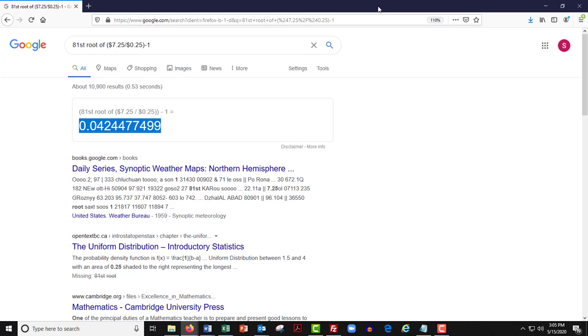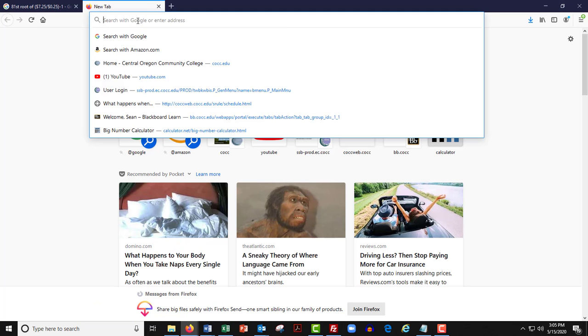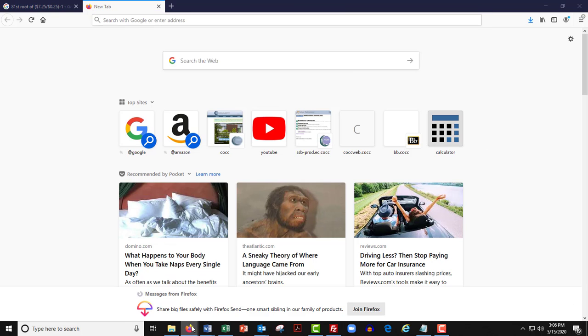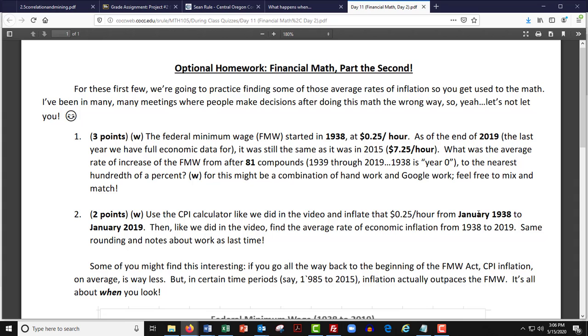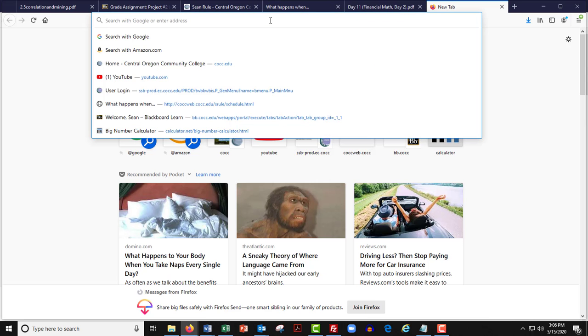That's what inflation of minimum wage was on average per year. So starting at 25 cents, going forward 81 years to 7.25, you would have to increase on average 4.24% per year. All right, the next question was, what did the economy actually do over the same time period? And I think I gave you a hint. I said, yeah, go January to January. It's okay if you didn't. Some of you didn't, I don't think.